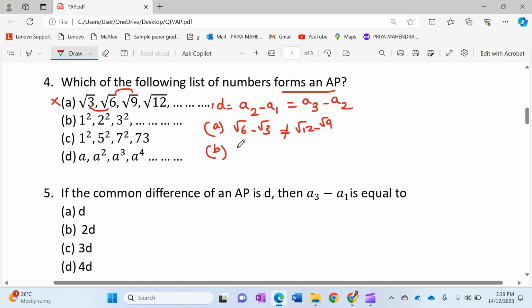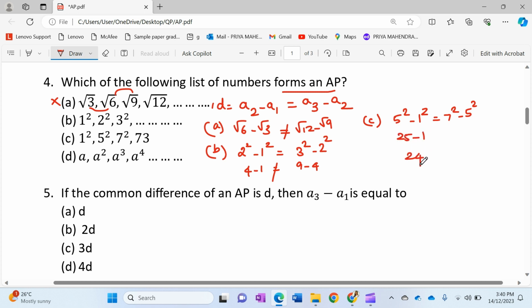Let's get into B. 2 square minus 1 square. I'm going to check whether it is equal to 3 square minus 2 square. So let me evaluate it. 4 minus 1, and the right hand side is 9 minus 4. So it is not equal, isn't it? Because the left hand side gives 3 and the right hand side is 5. Let's move on to C. 5 square minus 1 square is equal to 7 square minus 5 square. Let's evaluate the left hand side. 25 minus 1, which is 24. And the right hand side is 49 minus 25, which is also 24. So these two are equal. So the option is C.